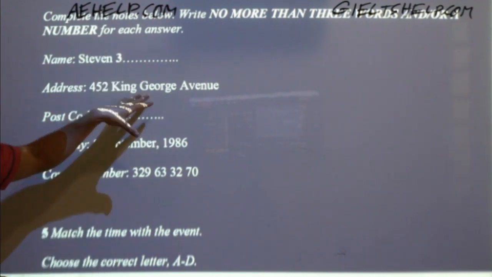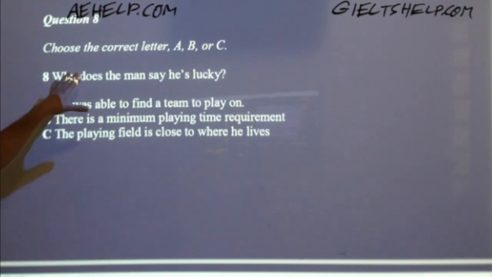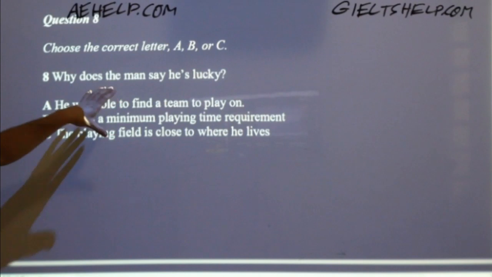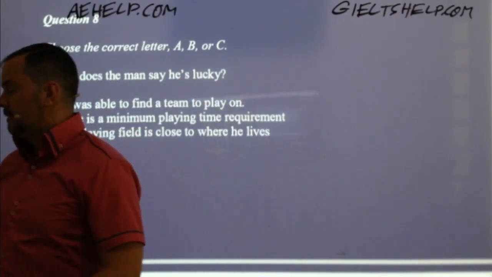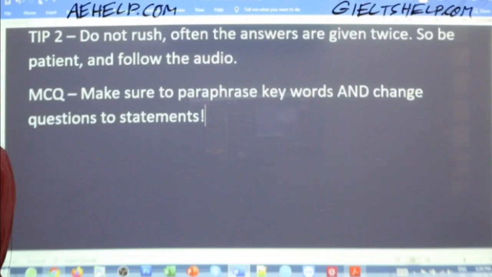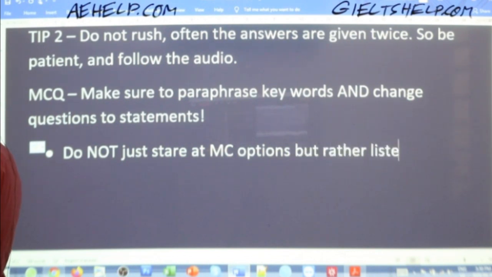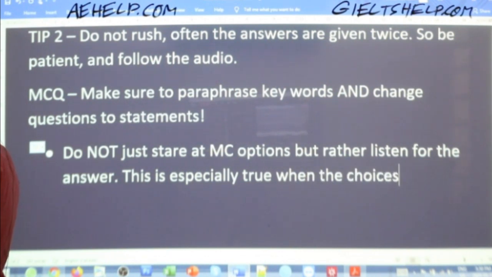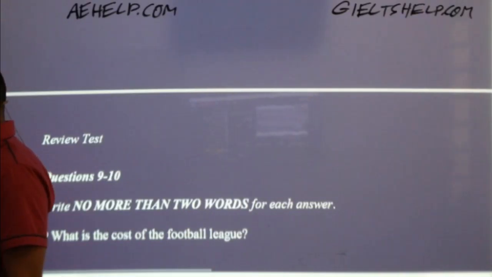Again, in part one, they will often repeat names and spellings, so be patient. And when the multiple choice answers turn into sentences like this, it becomes even more difficult. So make sure that you're not just stuck staring at the choices, but you're listening for the answer. I feel lucky because, oh, I'm so lucky that. Okay, so listen for the answer. Don't stare at the choices. Do not just stare at multiple choice options, but rather listen for the answer. This is especially true when the choices are sentences. Now, when it's a few numbers, it's okay, but when they're long sentences, that becomes much more difficult, especially in parts 2, 3, and 4.